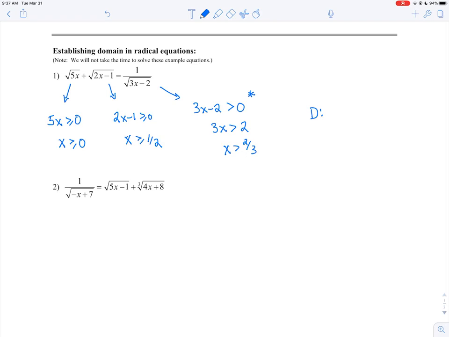So this one's not too bad. I think we could see what it would be. This would just be from 2/3 to infinity. It's saying greater than 2/3, so we're going to want to use parentheses for that. And obviously with our infinity, we're using a parenthesis as well.